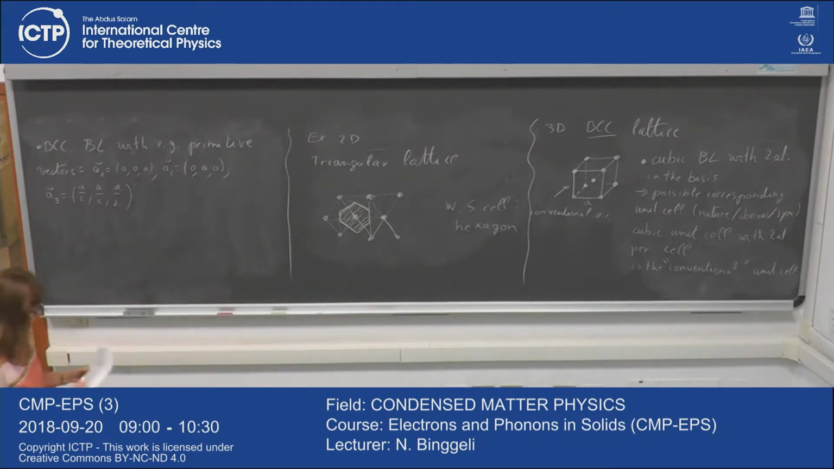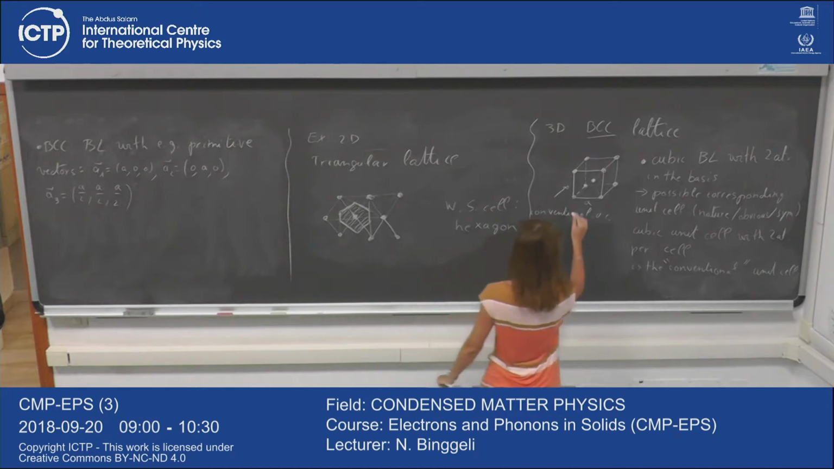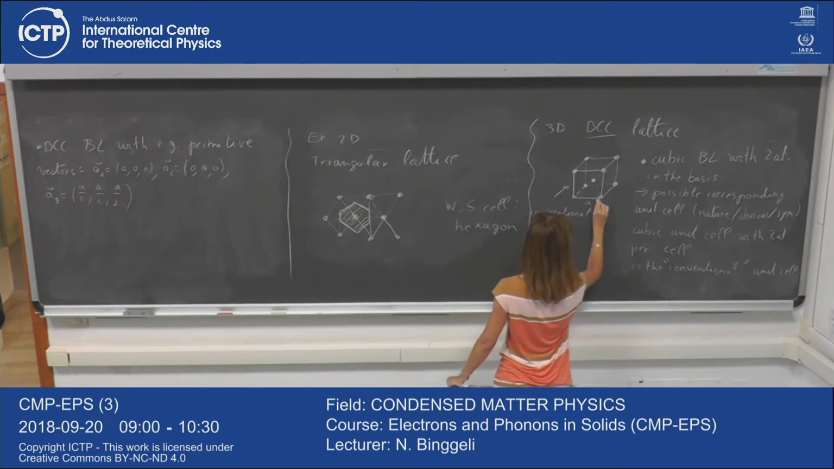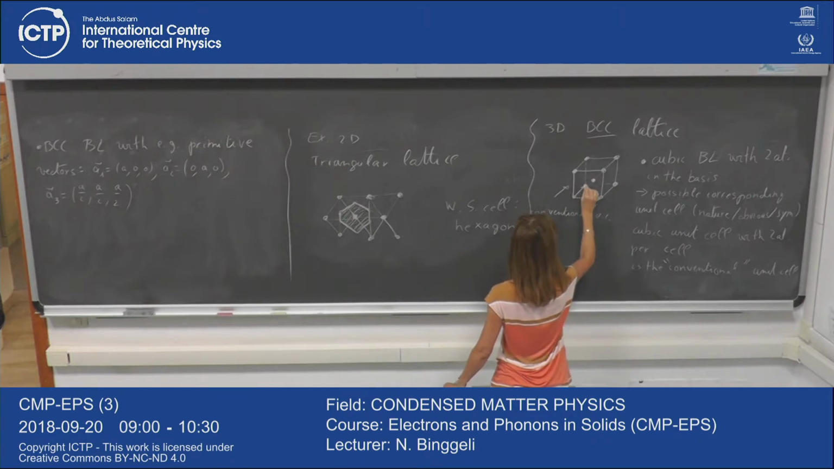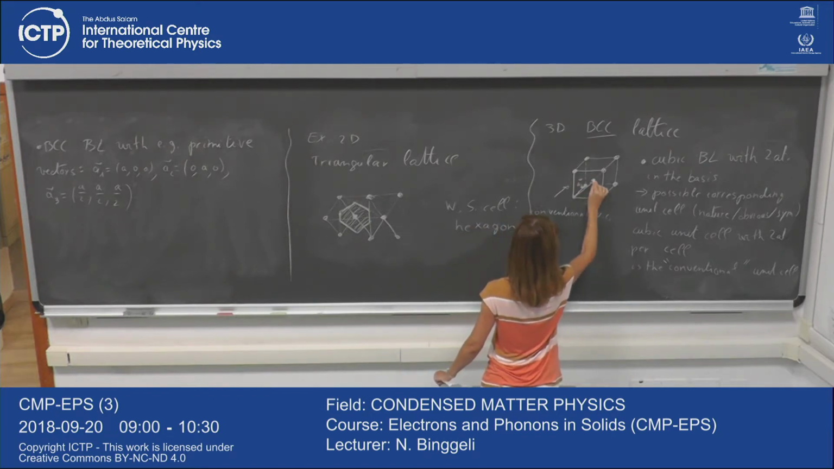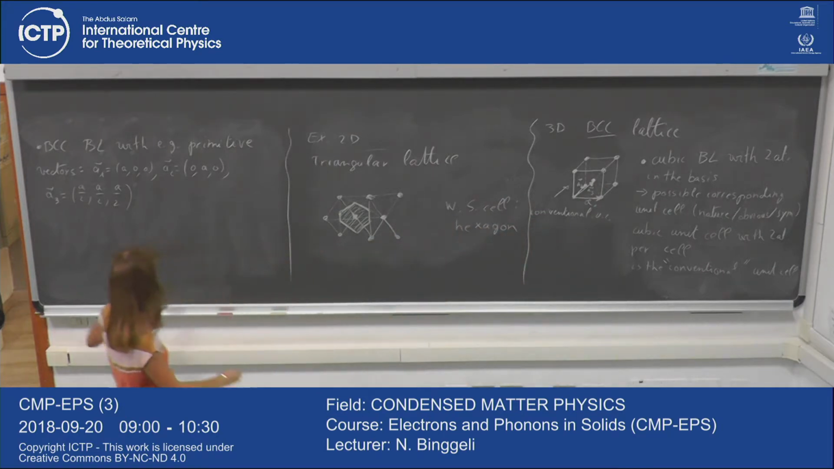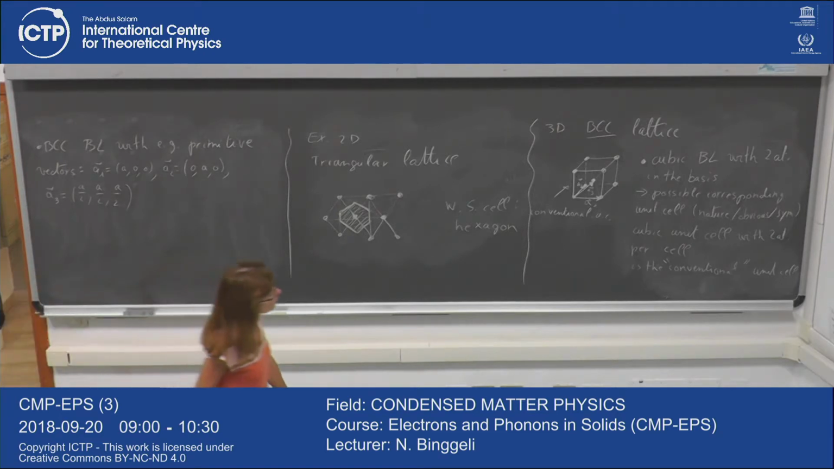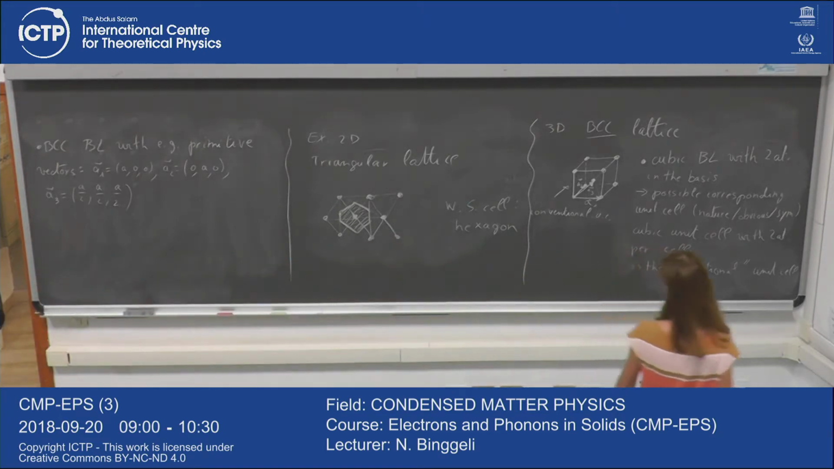So I would have these three vectors. This would be a1, this would be a2, and this would be a3. These three vectors would be a good choice for primitive vectors of the Bcc lattice.